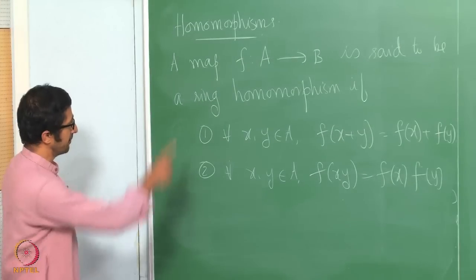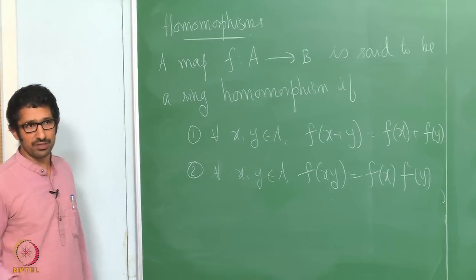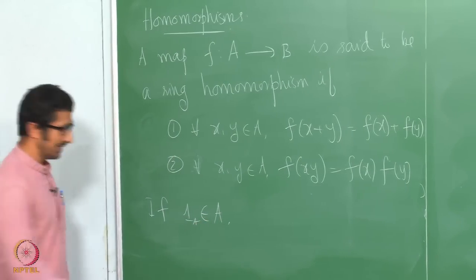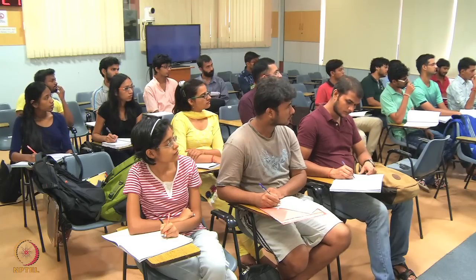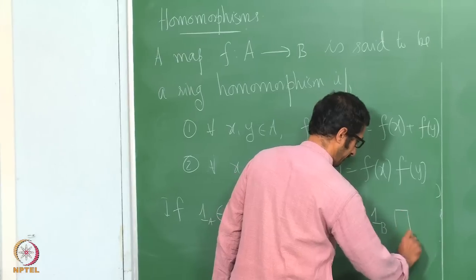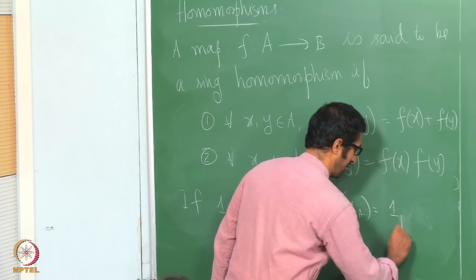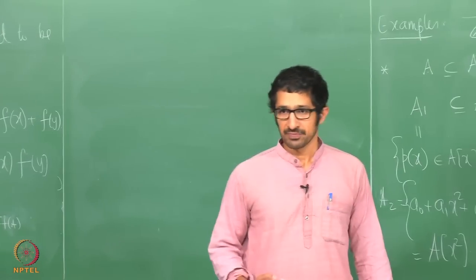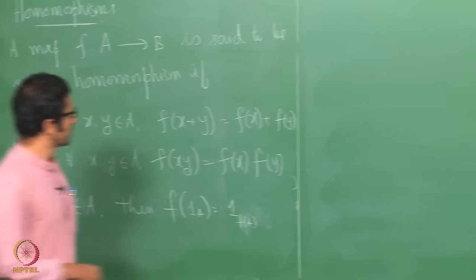Now, if A contains a multiplicative identity, so for the purpose of our course, all our rings are commutative and contain the multiplicative identity. So, if 1A is there, then what can you say about f of 1A? This will be 1 of B. So, this is partially true. This should be a multiplicative identity of the image. For that we need to say something slightly more, that this is indeed a ring or a subring.